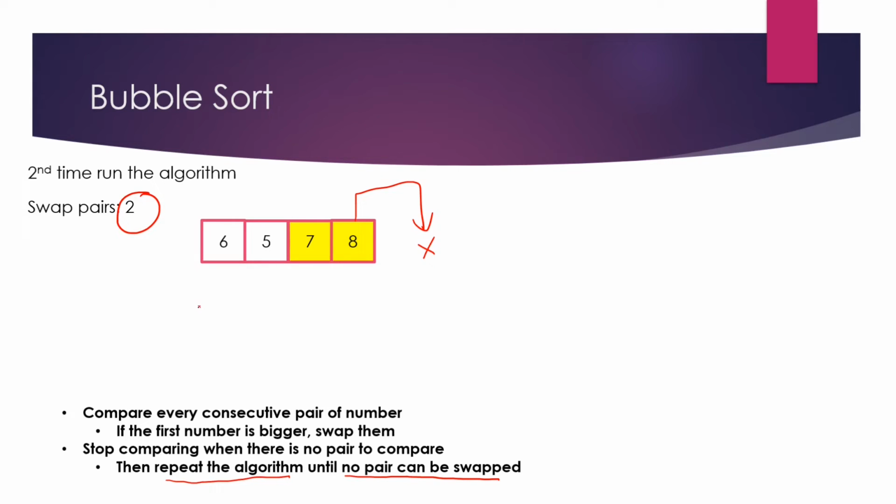So, we're going to run the algorithm for the 3rd time. You can see it's updated right now. Swap pair restarts to 0. We're going to start at 6 and 5. And 6 is greater than 5, so we're going to swap them. And now you see the swap pair is updated to 1.